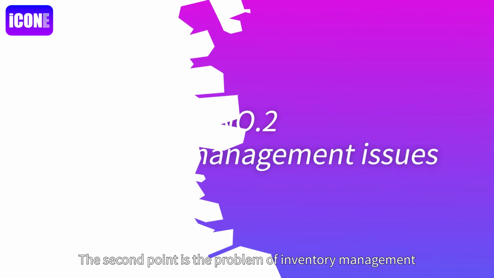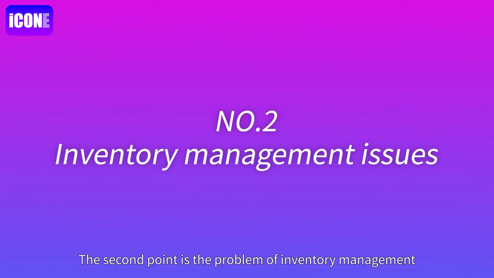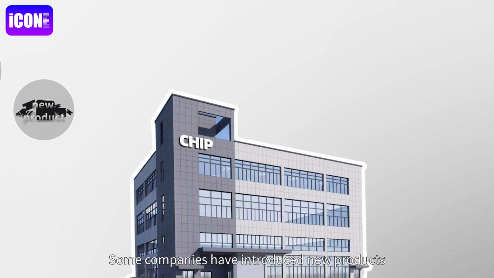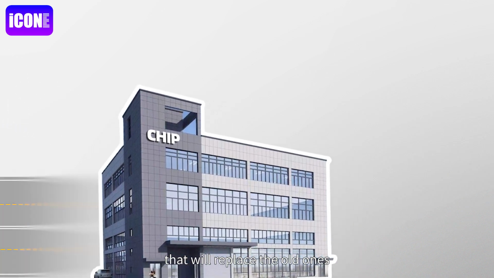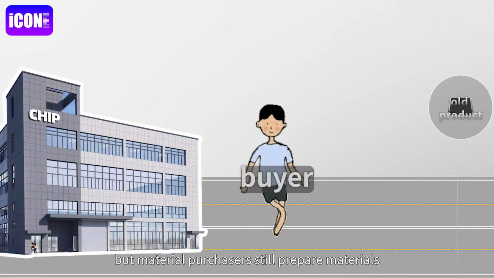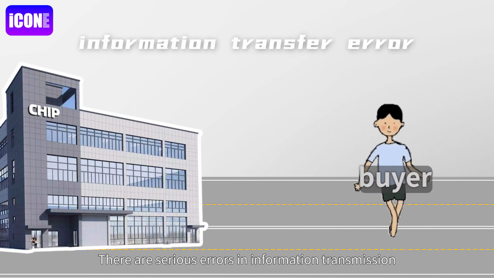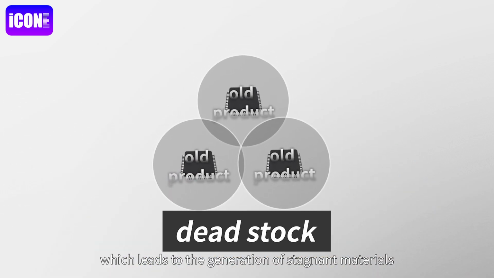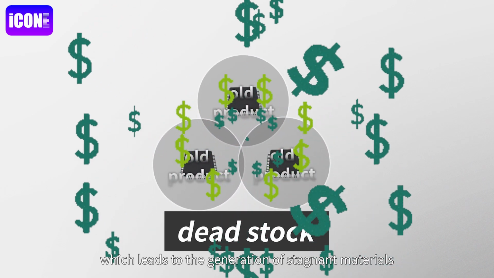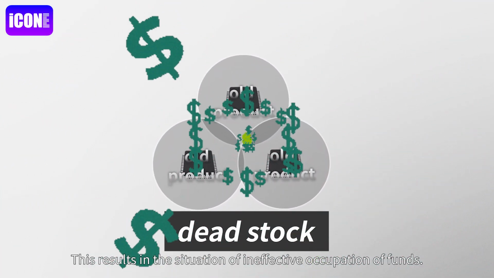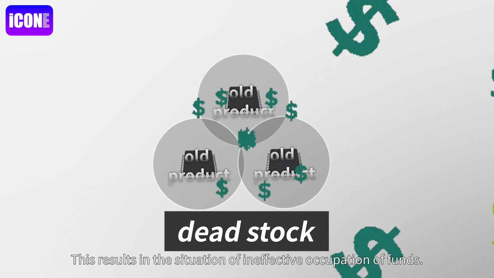The second point is the problem of inventory management. Some companies have introduced new products that will replace the old ones, but material purchasers still prepare materials according to the original plan. There are serious errors in information transmission, which leads to the generation of stagnant materials. This results in the situation of ineffective occupation of funds.